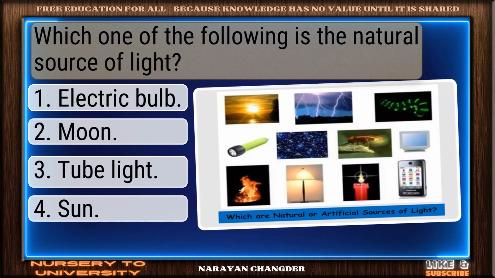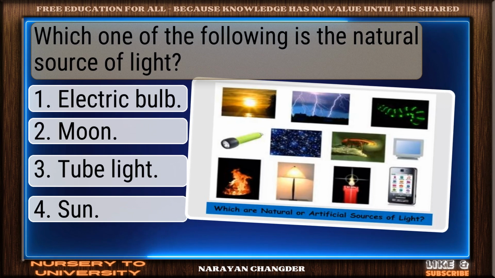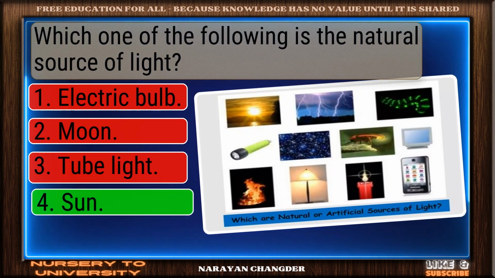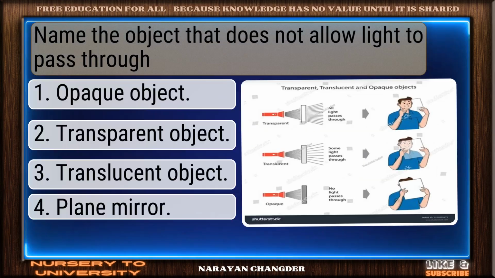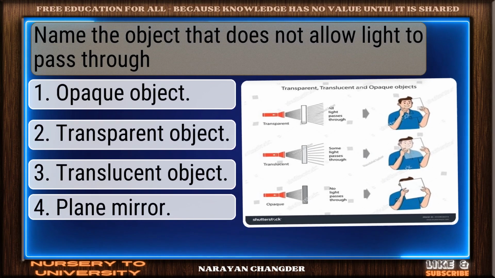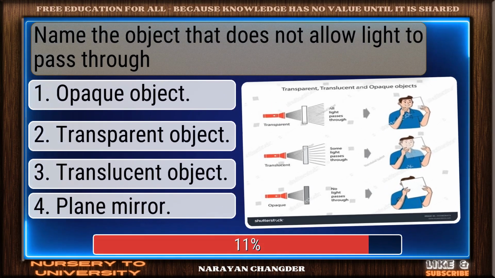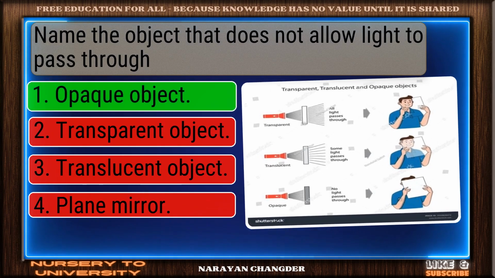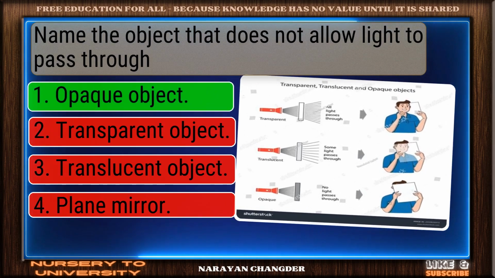Which one of the following is the natural source of light? You're right. Sun is the correct answer. Name the object that does not allow light to pass through. Smart pick. Opaque object is the correct choice.